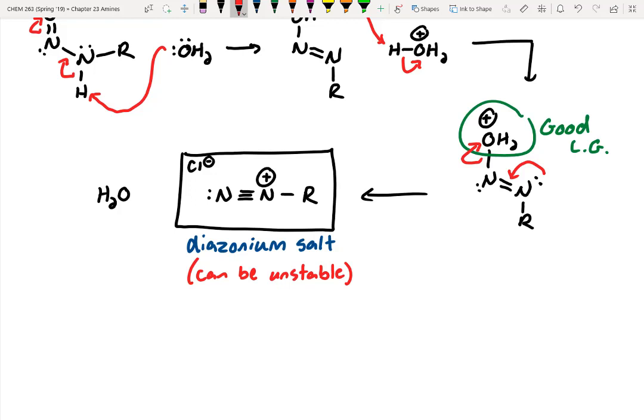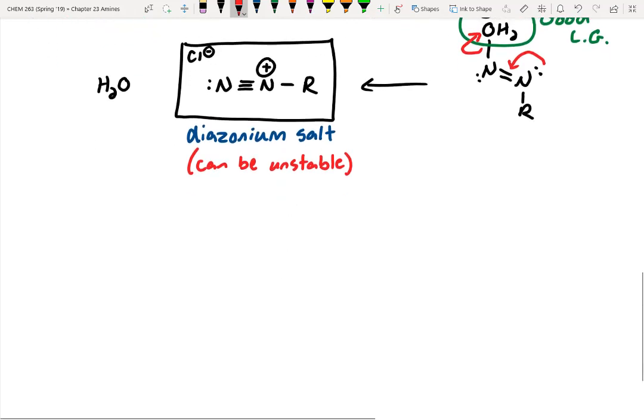I just want you to know that whenever you see a nitrogen-nitrogen triple bond, it's called a diazonium salt. That's really it. So a salt just means you've got a cation and anion. That's all it means. So in this case, it's charged. It also tastes salty. Don't taste it, please.